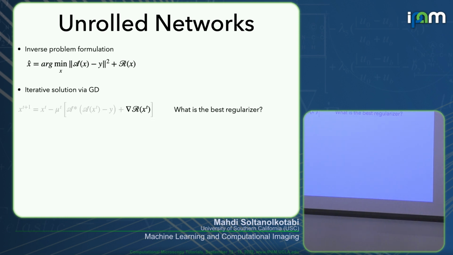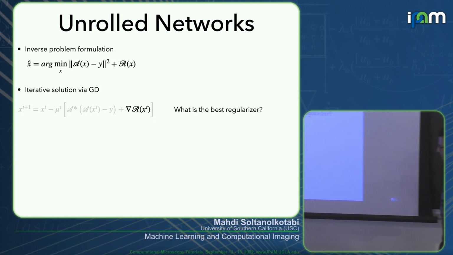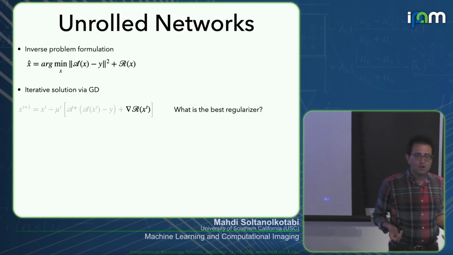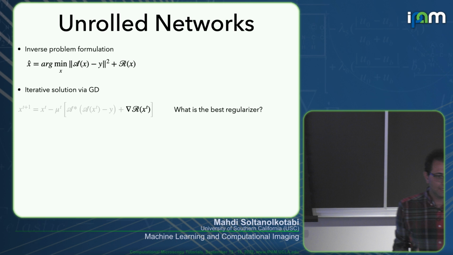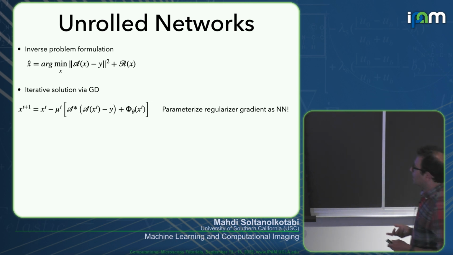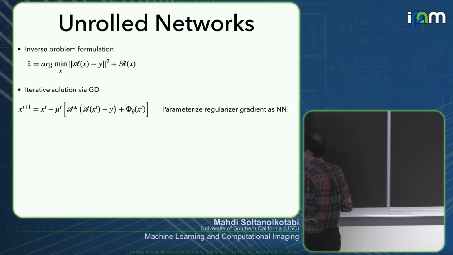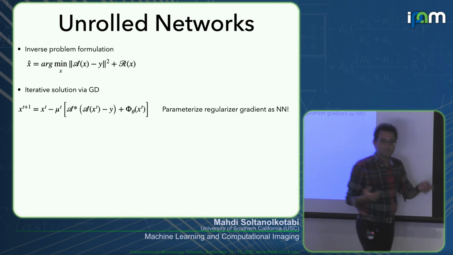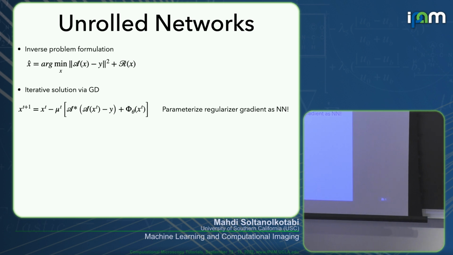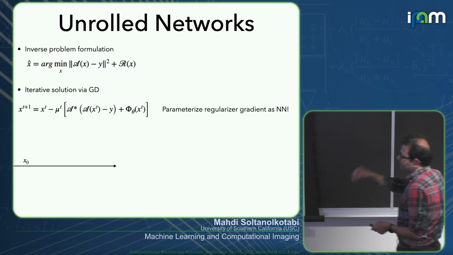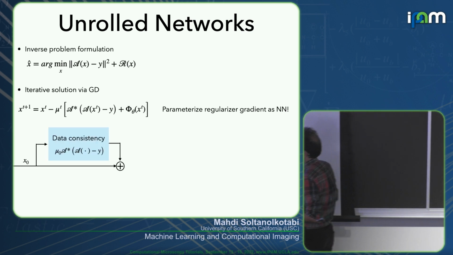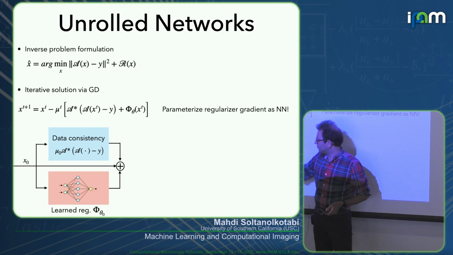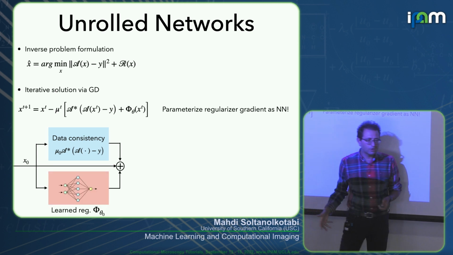The main idea behind these unrolled networks is that obviously I don't know what the regularizer is. What is the best denoising map? What if I try to directly learn that too? In particular, why don't I model this denoiser as some sort of neural network? This is what you end up with. You start from some initial guess. You have a data consistency term coming out of the gradient, and then a denoising term, in this case a denoising network.